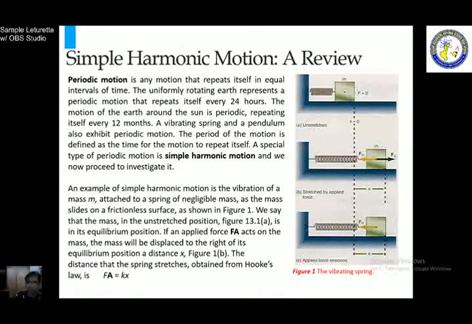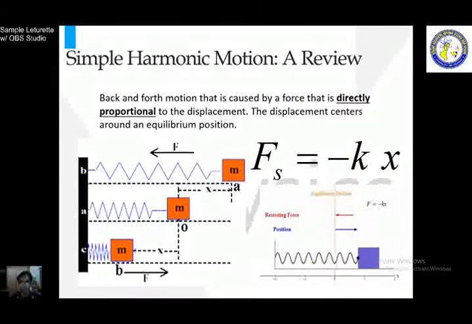So let's start with the spring. As you have noticed, a spring is an example of an object that exhibits simple harmonic motion, because when you compress a spring, the spring will be stretched, and again it will be compressed and stretched, and so on and so forth until it loses all its energy. So that is an example of an object that exhibits simple harmonic motion.